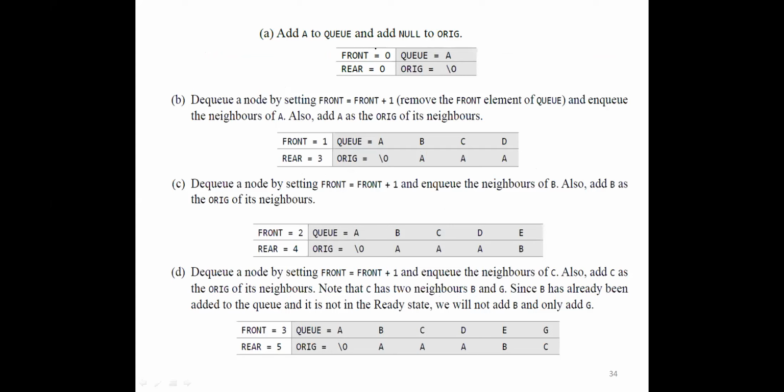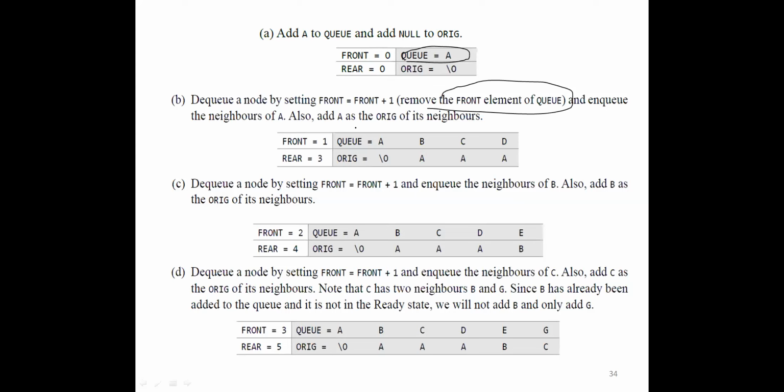Okay, add A to Q. So initially I'm taking vertex A and enqueuing it into the Q array. Dequeue a node by setting front equal to front plus 1. So what will I do? I will dequeue a node by setting front equal to front plus 1, removing the front element of the queue, and enqueue the neighbors of A.